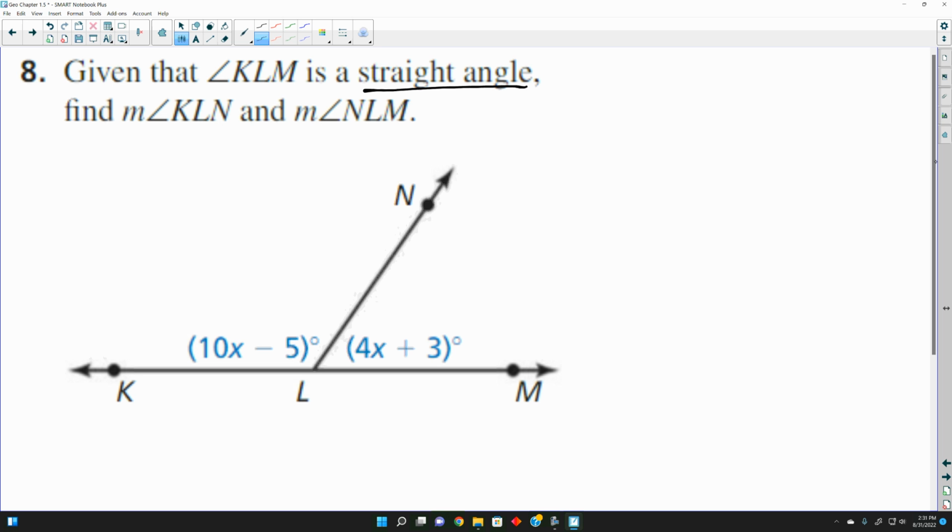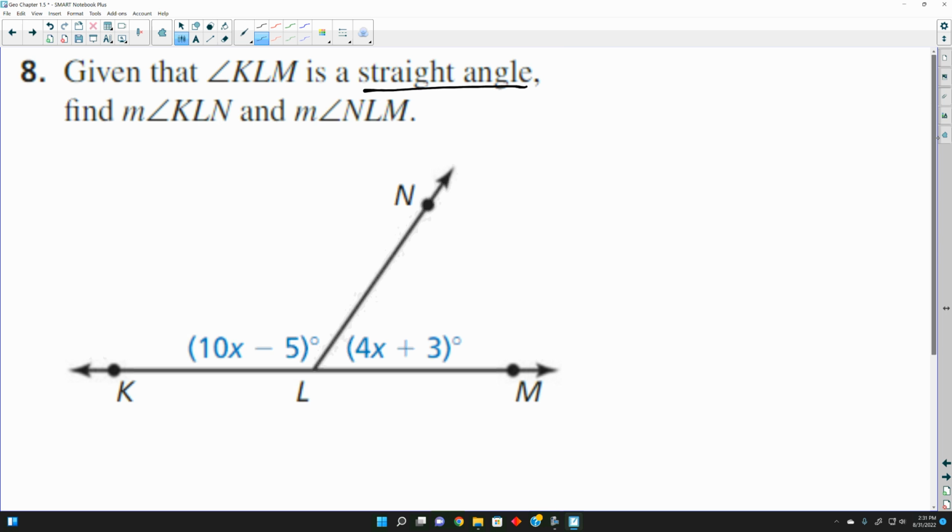Now, yesterday we started this off with actually writing the mathematical, technical way we would do this. And we would say that the measure of angle KLN plus the measure of NLM equals the measure of KLM. And then we're going to solve for the value of x and plug it back in to find the angles.